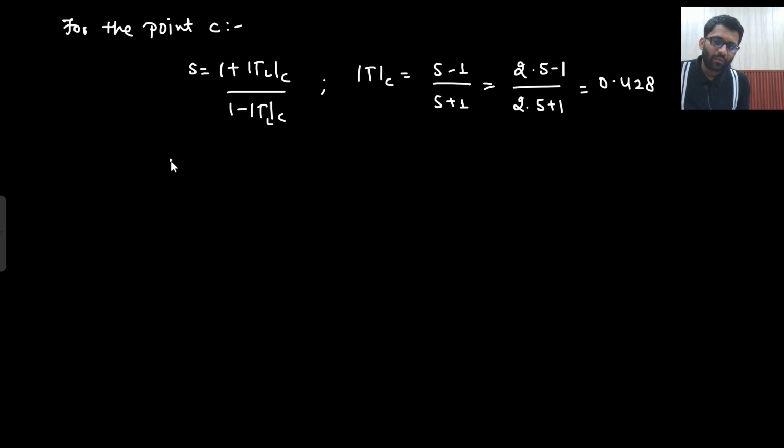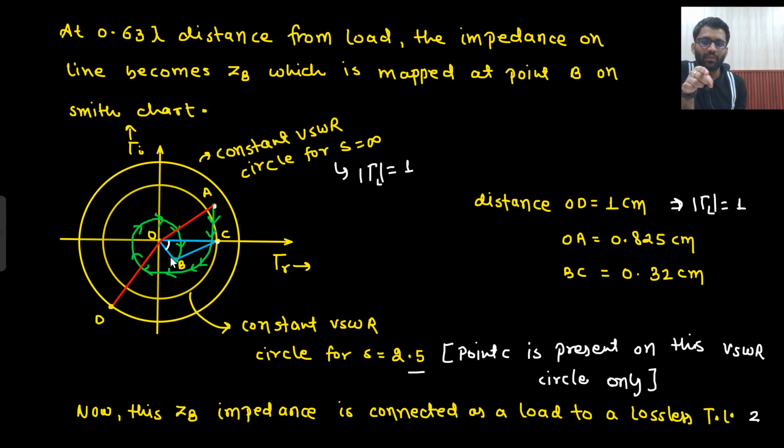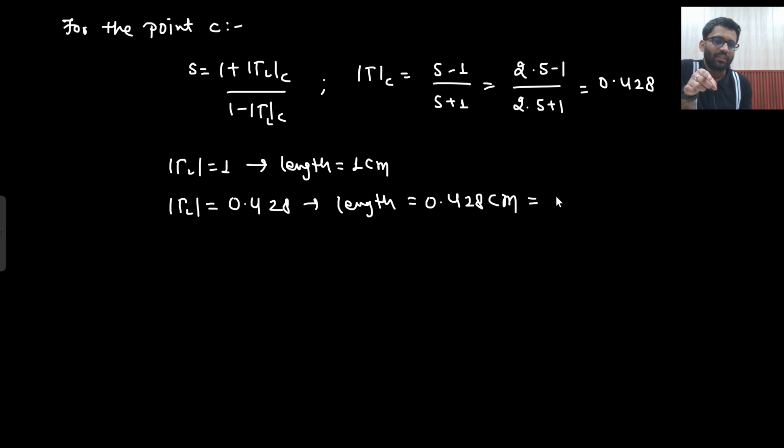So if your mode of gamma L was 1, then length was 1 centimeter. Now if mode of gamma L is 0.428, then what would be the length? Length will be 0.428 centimeter. If you are following right from the beginning, then certainly you would be able to understand this point. What is this length? This length is equal to OC. Why is this length equal to 0.428 centimeter? I hope you are able to understand this point.